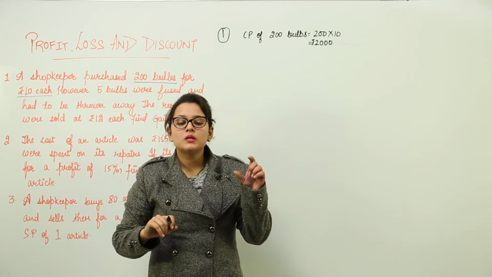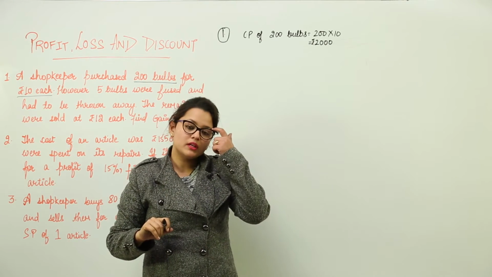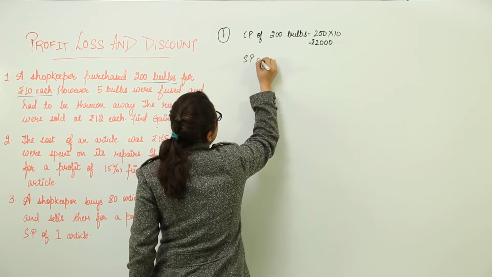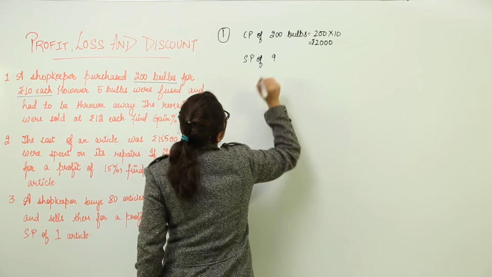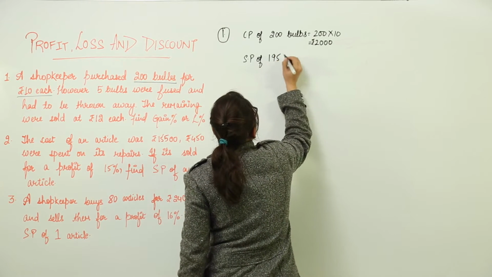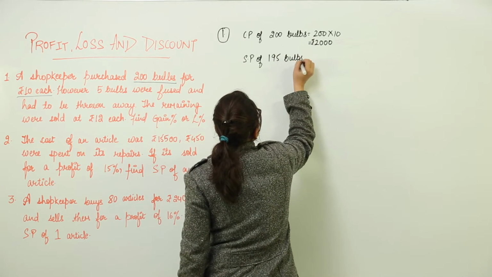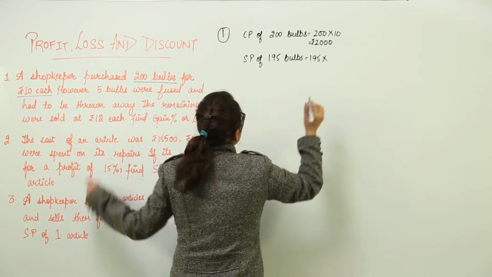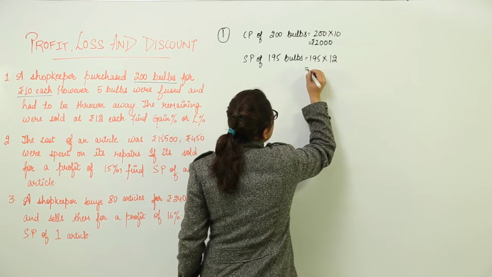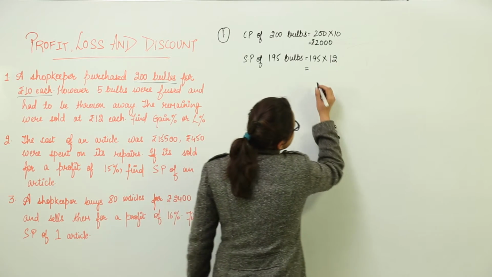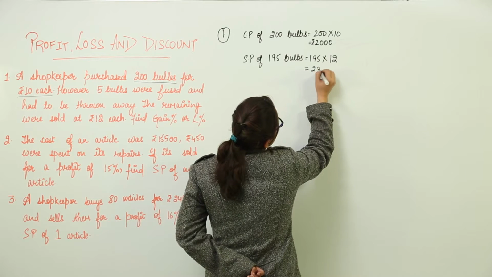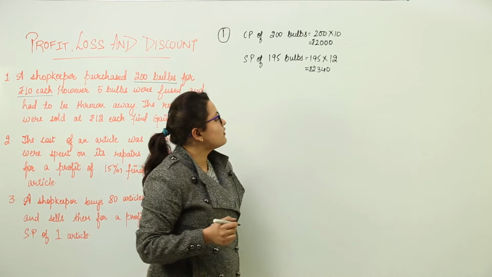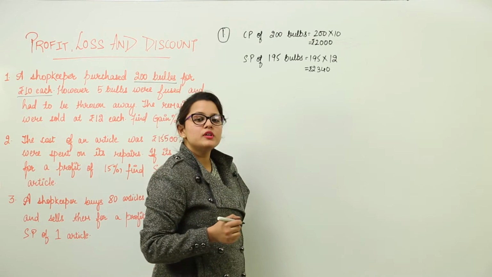Now, the 5 bulbs have fused. So, how many are we left with? 195. So, the selling price of 195 bulbs, it would be how much? 195 multiplied with the charge per bulb. It will have a 12 rupee charge. So when we multiply these terms, we would get 2340. So now the selling price of 195 bulbs comes out to be 2340.